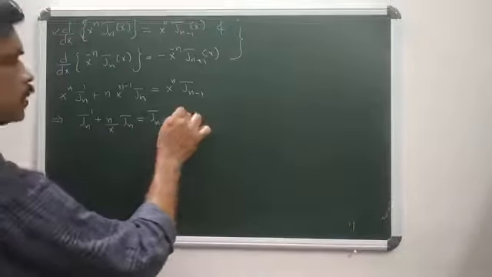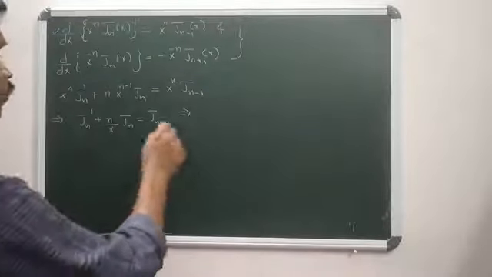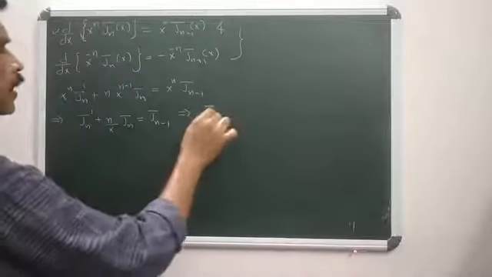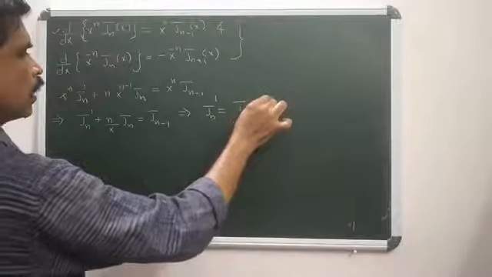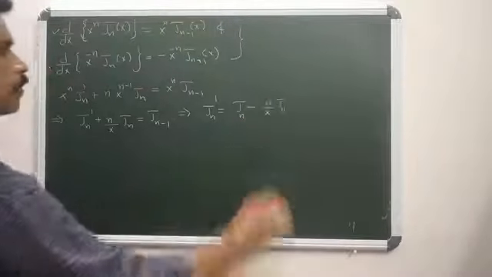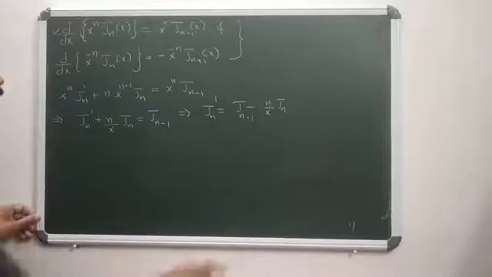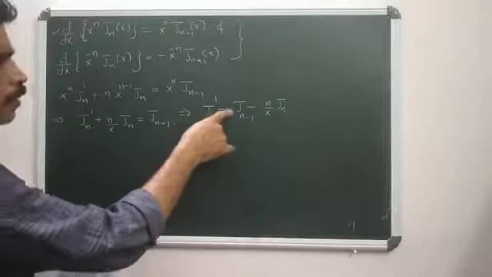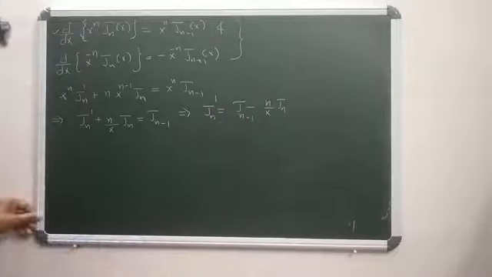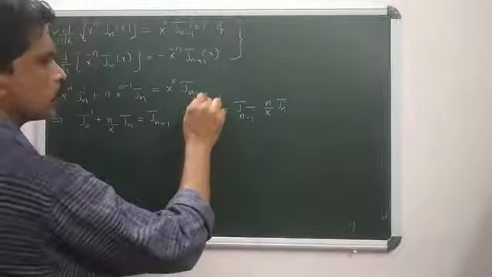Okay, so that means from here you have another relation, that is Jn prime equals Jn minus 1 minus n by x into Jn. This is another relation. Or you can multiply throughout by x. What do you get? x Jn prime equals minus n Jn plus x into Jn minus 1. Okay, so this is one of the important relations.